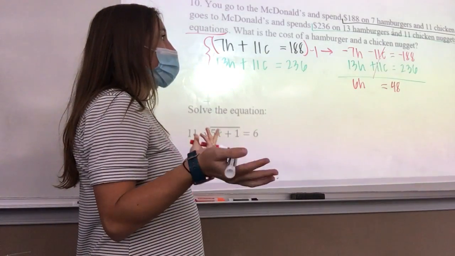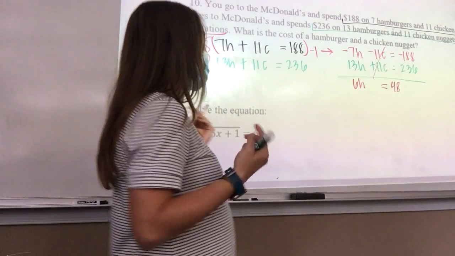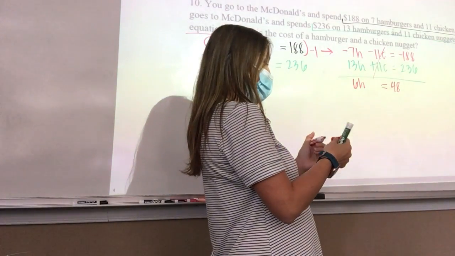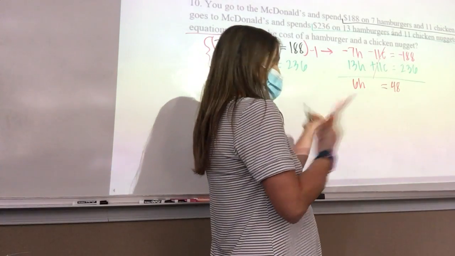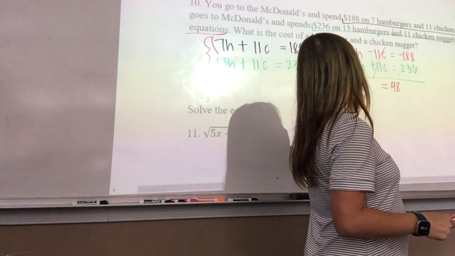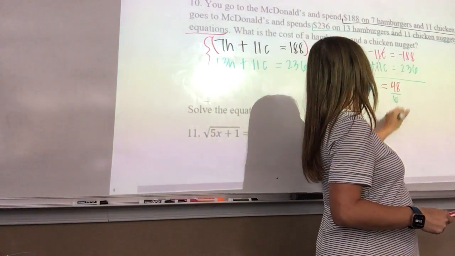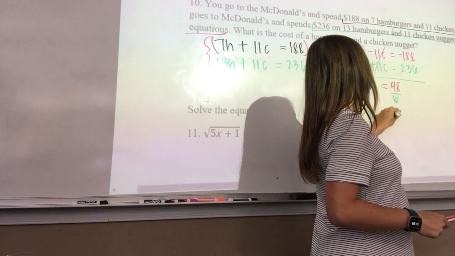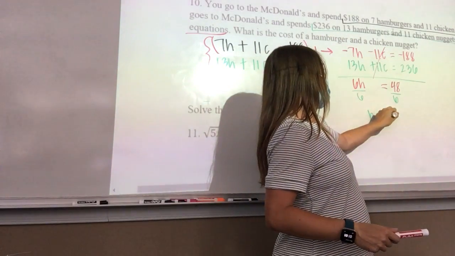So what we've done is we've gotten rid of the chicken nuggets. We just have hamburgers. Now how do we solve for H? Divide, right? We're gonna divide by 6. Told you this is unrealistic. I'm sorry. Hamburgers are $8 each.